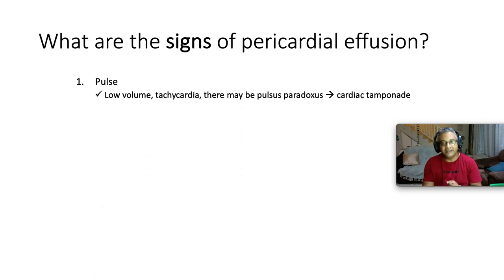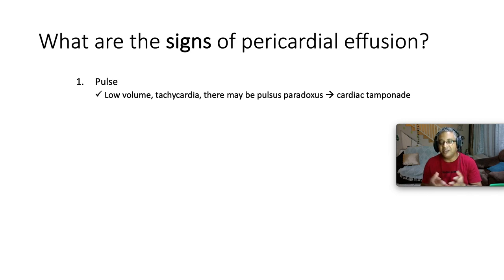Guys, what are the clinical signs of a pericardial effusion? So looking at the pulse, it usually, because you've got this layer of fluid which is sitting around the myocardium, compressing it, you have a low volume pulse, tachycardia, there may be pulsus paradoxus. Now, pray tell, why do you get pulsus paradoxus?